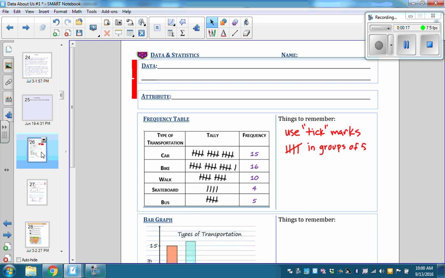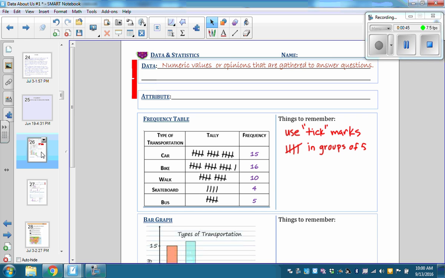This note catcher is going to be used for quite a few days, so we did not complete it in class. We did, however, talk about data. What is data? We talked about data being numeric values or opinions that are gathered to answer questions. For example, you might ask how many people have a pet at home.